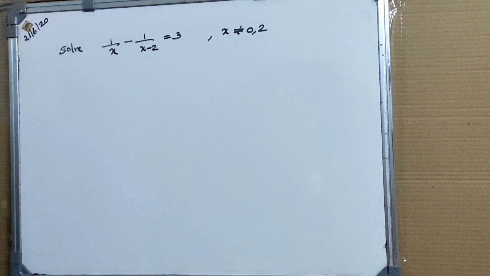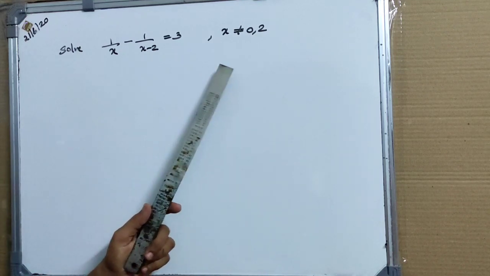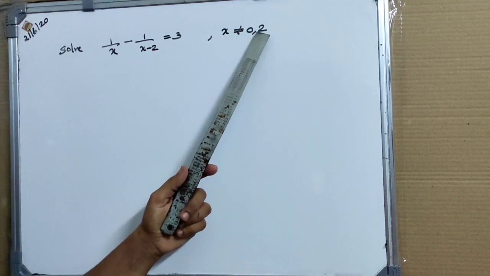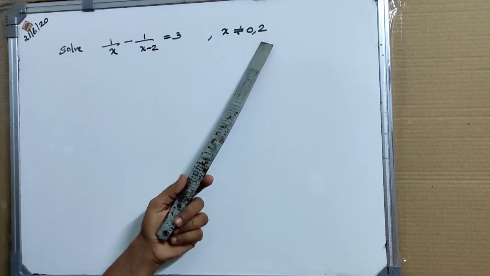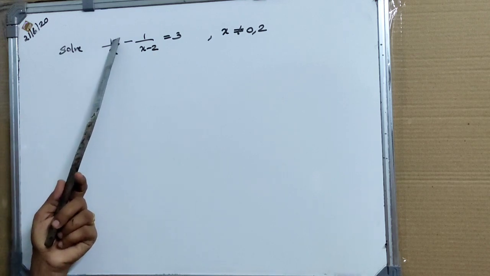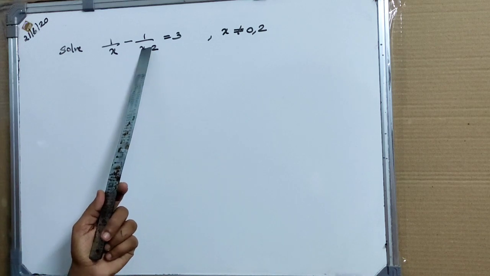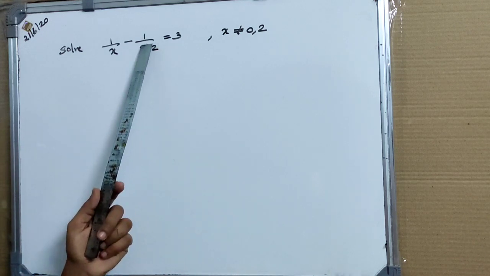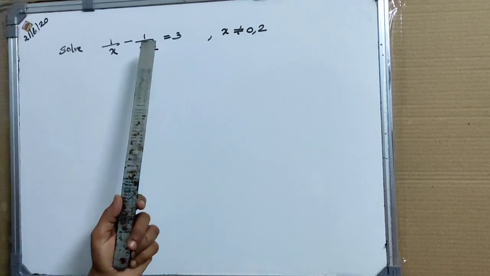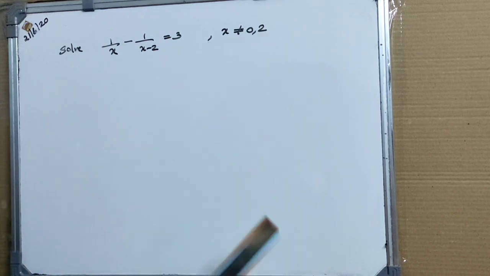Solve 1 by x minus 2 equal to 3, where x is not equal to 0 and not equal to 2. That is, x cannot be 0, because 1 by 0 does not exist. And if x equals 2, then 2 minus 2 is 0, and 1 by 0 does not exist. So the value of x cannot be 0 or 2. Okay, now let us solve.